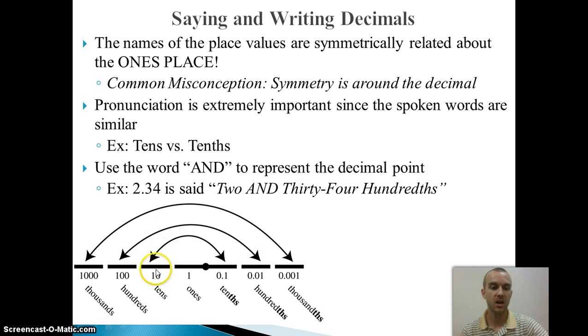So to the left of the ones place is the tens. To the right is the tenths. And then the hundreds, the hundredths. So you've got to pay very close attention to whether it's ending in, say, just an S or a TH S. So if I had the number 2.34, that is 2 and 34 hundredths.